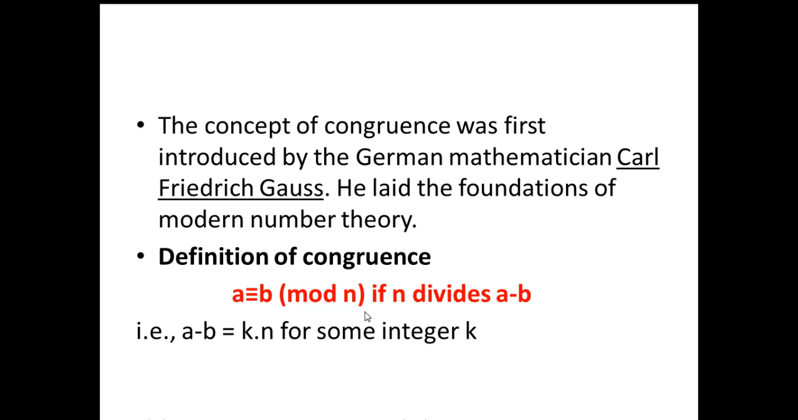The concept of congruence was first introduced by German mathematician Carl Friedrich Gauss. He laid the foundations of modern number theory. How do we define congruence? If you have two numbers a and b, then a is congruent to b modulo n if n divides a minus b, or we can say a minus b is equal to k into n for some integer k.